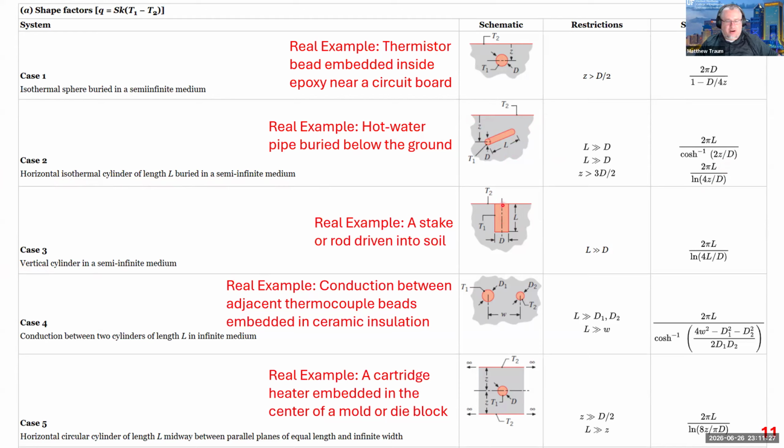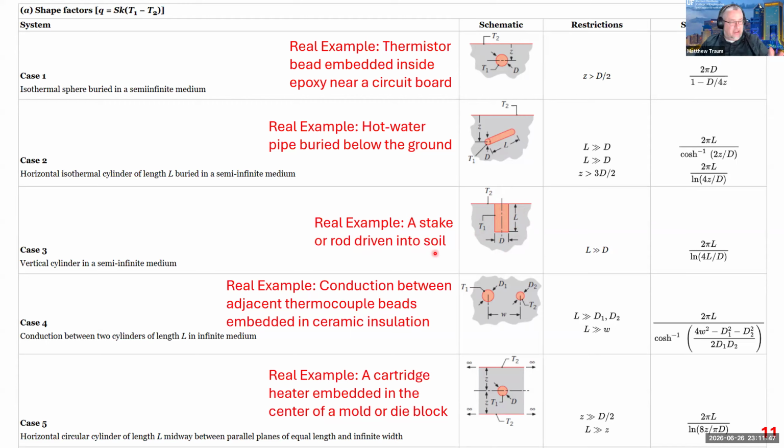Next one, case number three, vertical cylinder in a semi-infinite medium, right? So you've got a cylinder, you jam it into the semi-infinite medium. The cylinder is at one temperature. The surface of the semi-infinite medium is at another temperature. How much heat transfer do you get in between those two? This could be, for example, a stake or rod driven into soil, right? So like a tent stake or something like that.